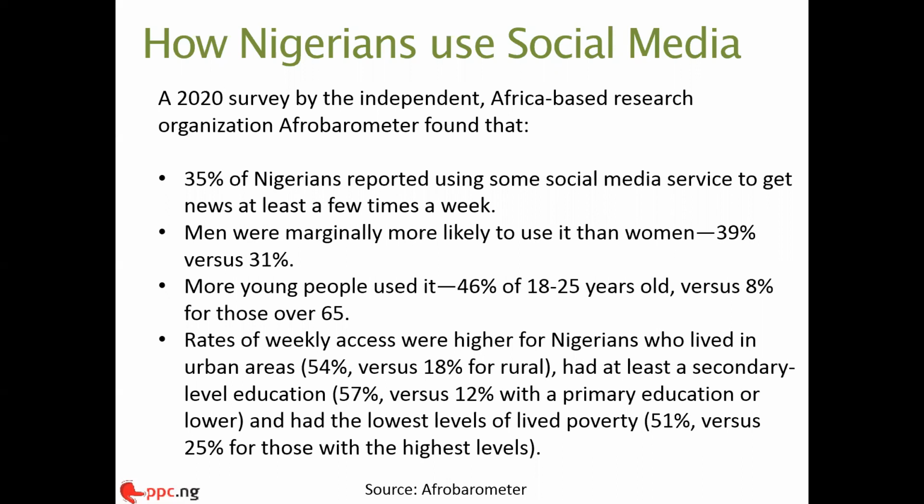So right now, they are no longer going to have access to Twitter. And also, let's take a look at earning. The lowest level of those who make use of social media, the lowest level of lived poverty, is 51% versus 25% of those with the highest level. So in terms of level, 51% and 25%. Those who are very well to do make use of social media, in this comparison, 51 to 25%.